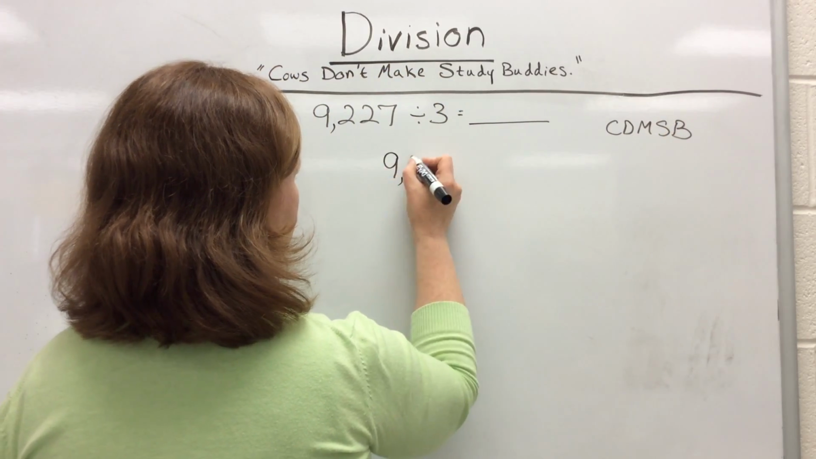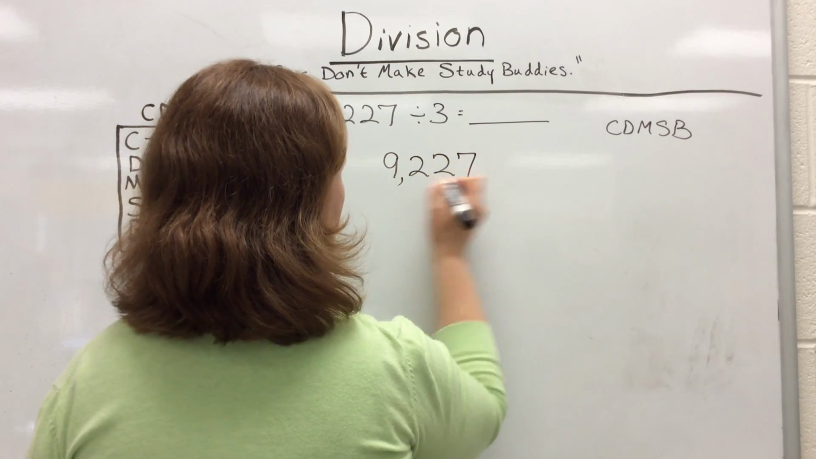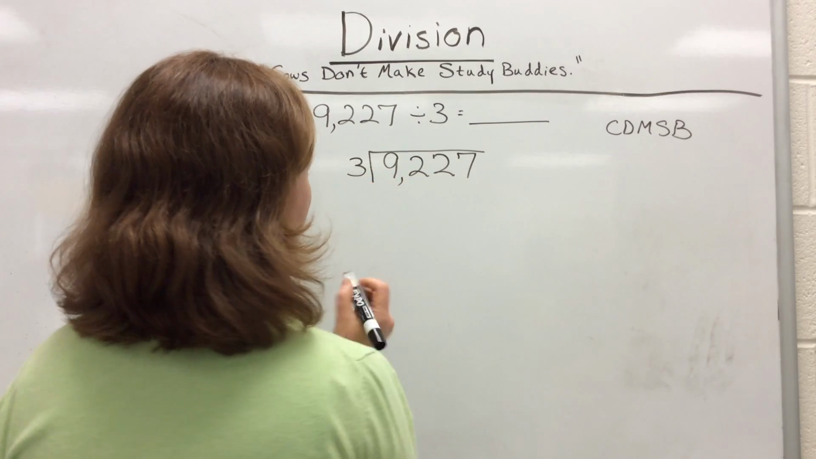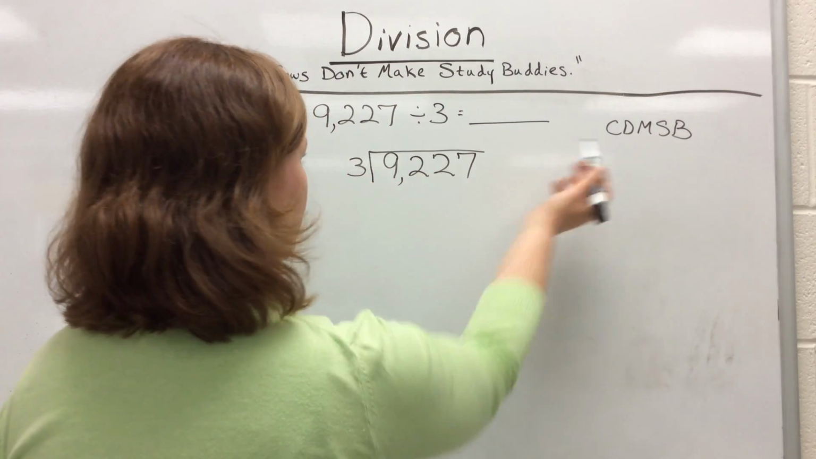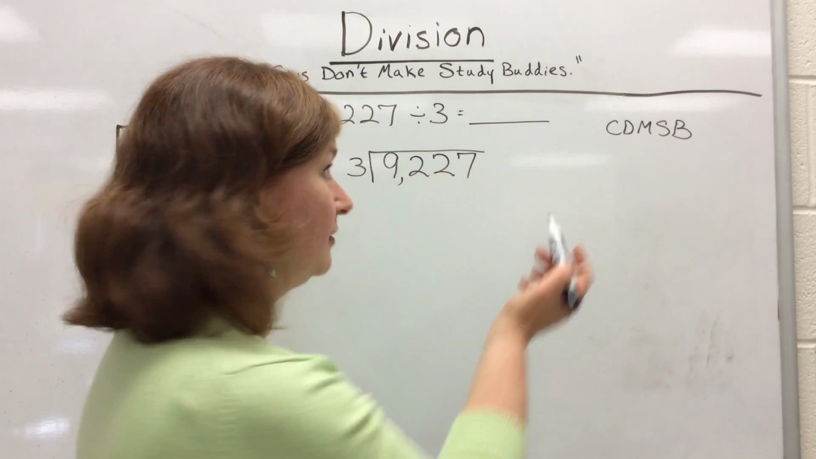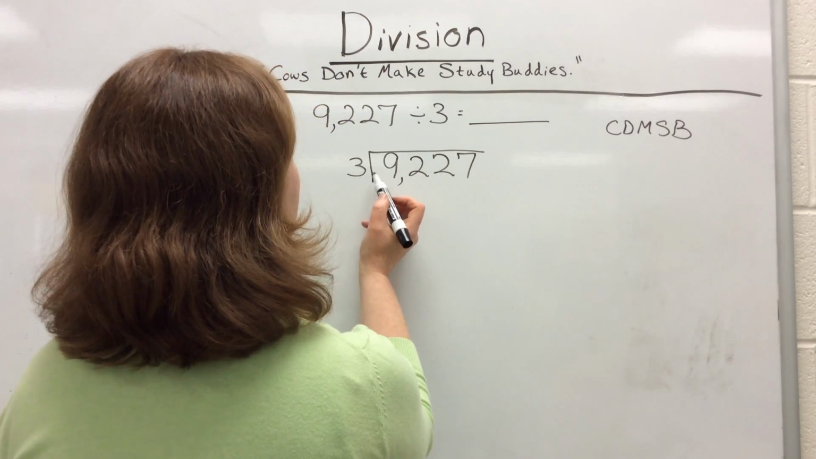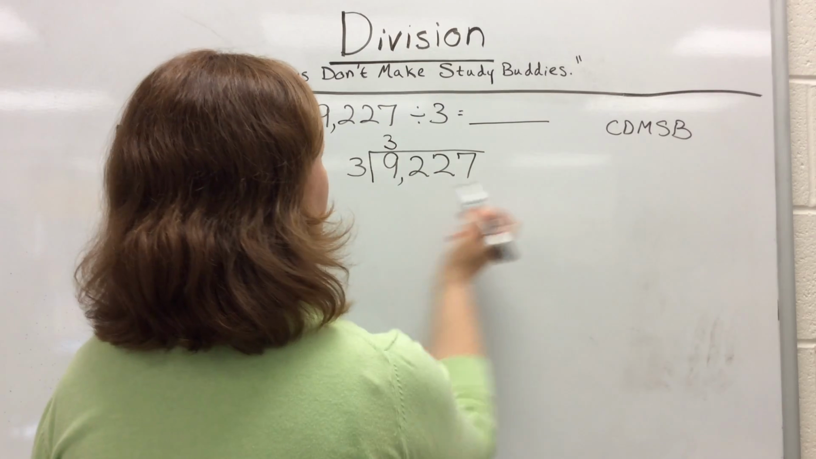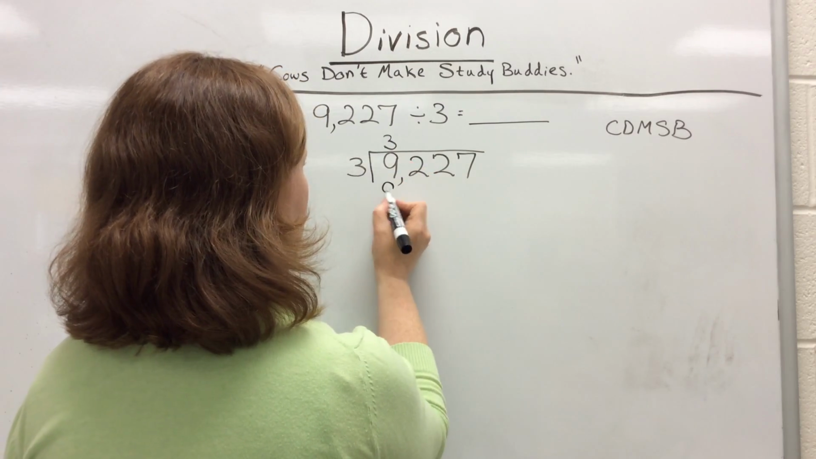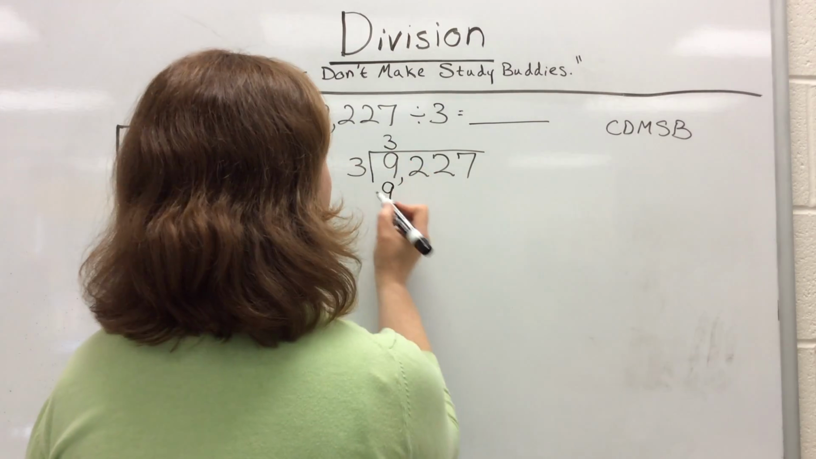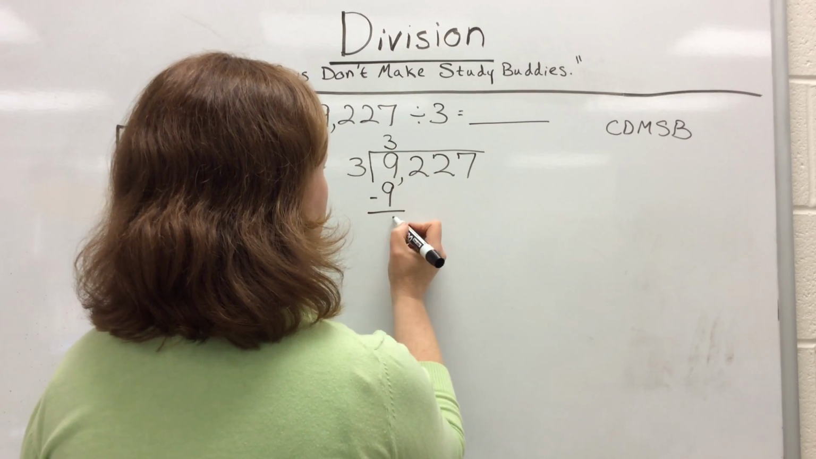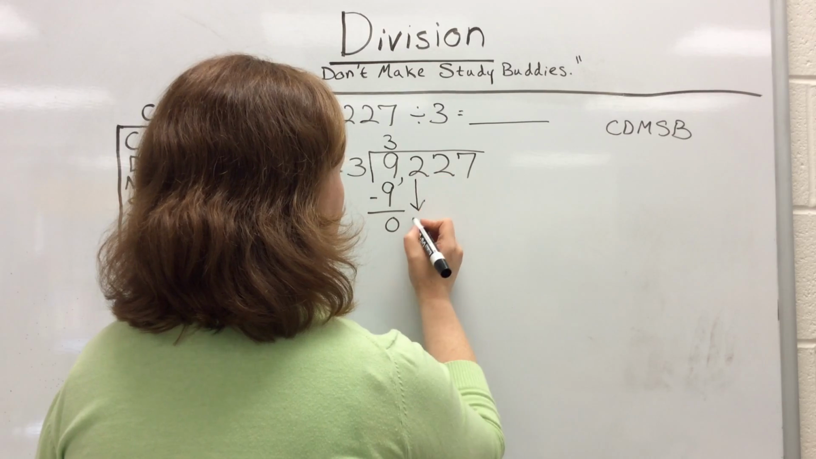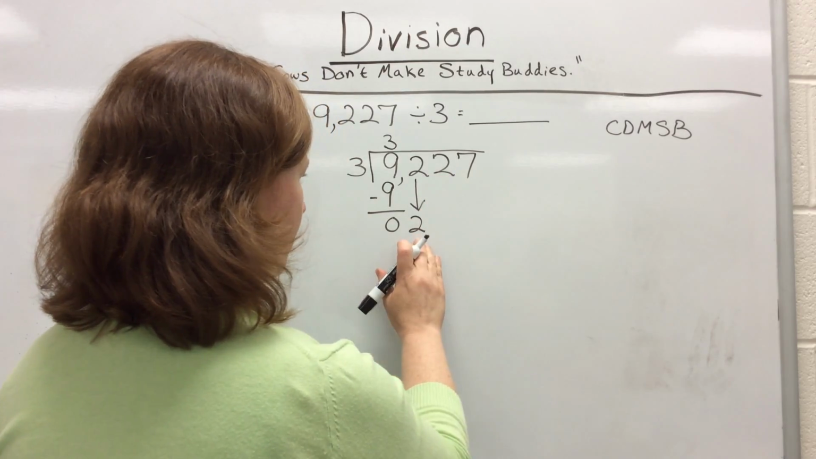Okay, 9,227 divided by 3. Compare. 3 fits into 9. Divide. 3 fits into 9 exactly 3 times. Multiply. 3 times 3 is 9. Subtract. 9 minus 9 is 0. Bring down 2. Now this is just a 2.